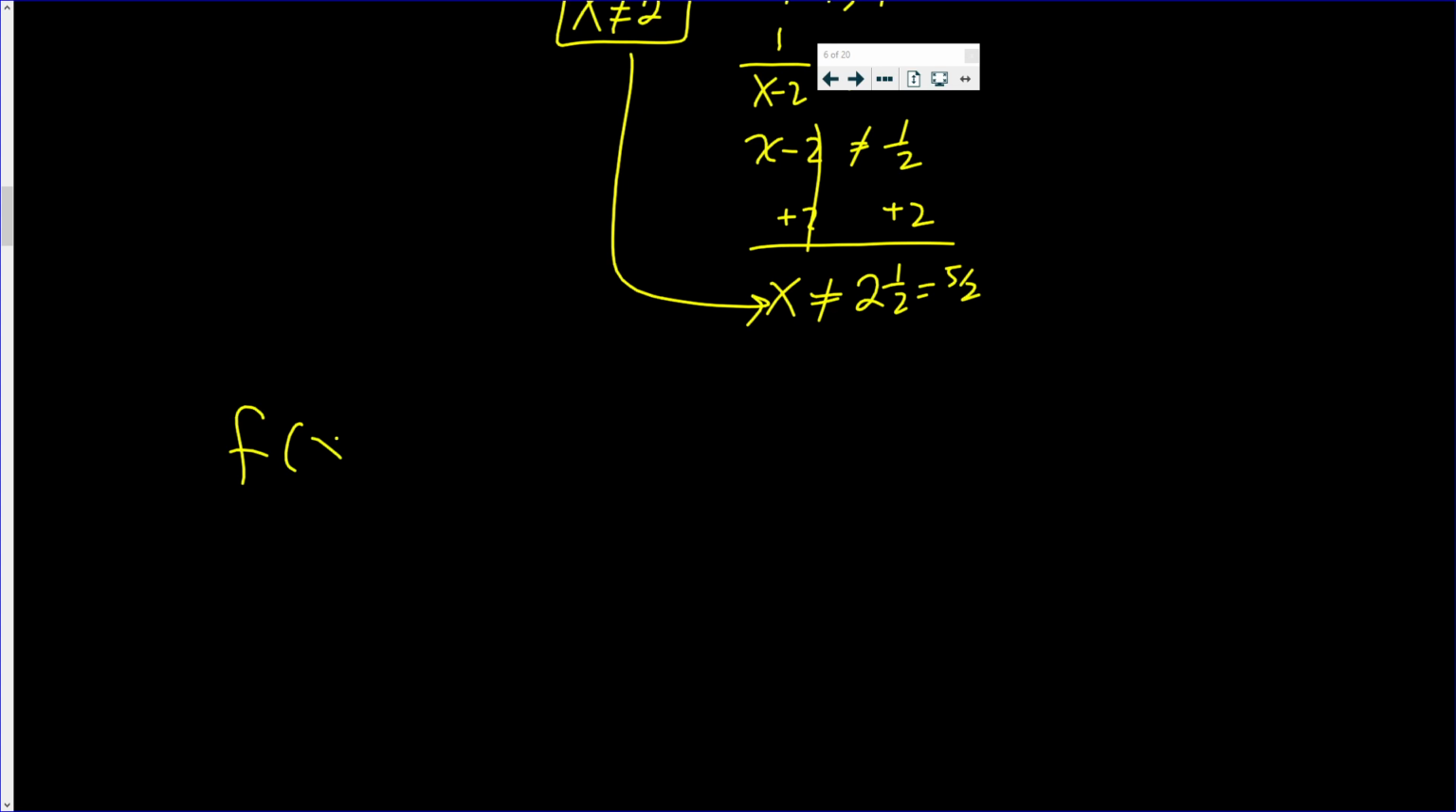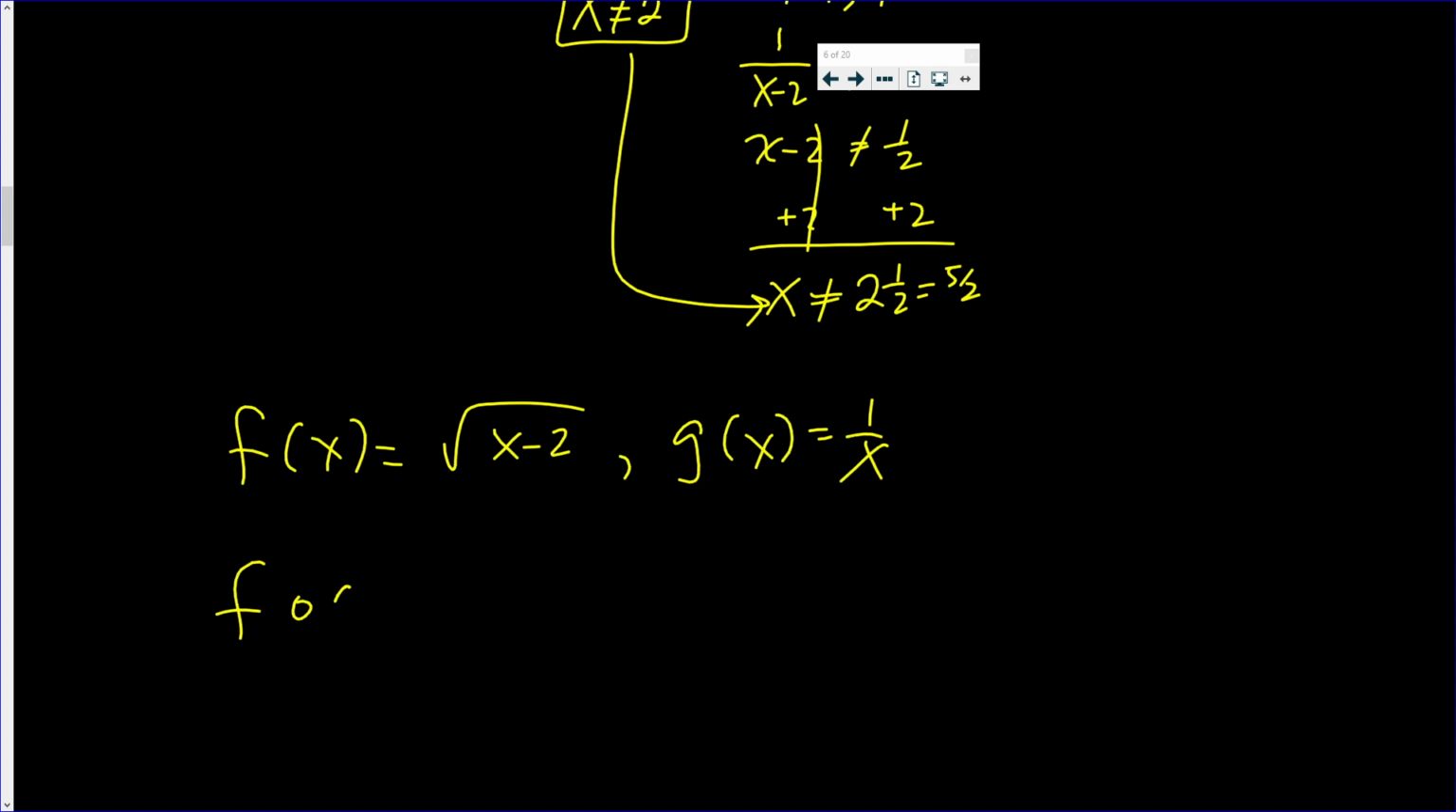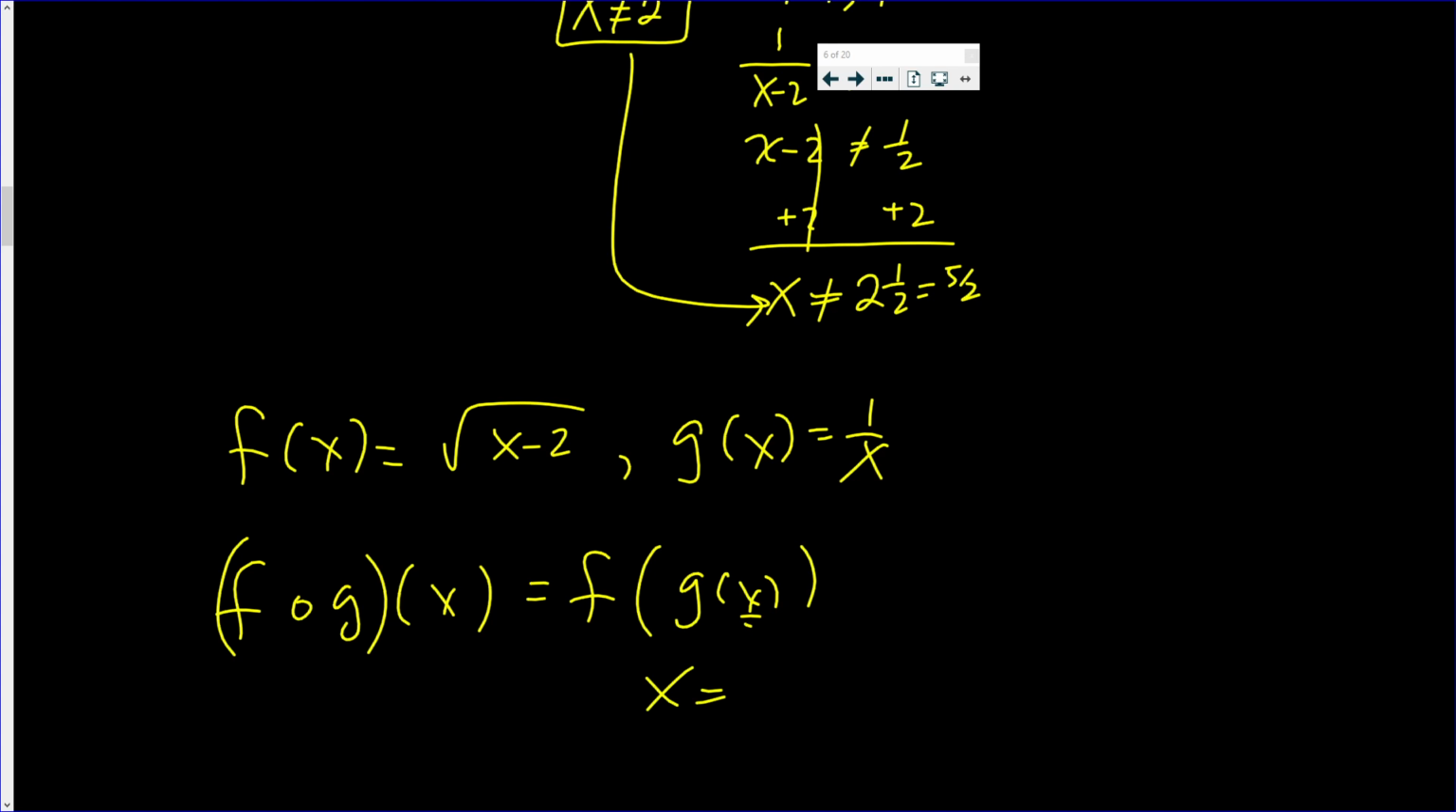Suppose you have f of x is the square root of x minus 2, and g of x is 1 over x. What is the domain of f circle g of x? So you need to take f of g of x. Oh, we have to take g of x. What can't we take g of? Well, what we're taking g of, we're calling x. So we can't take g of 0. So x can't be 0.